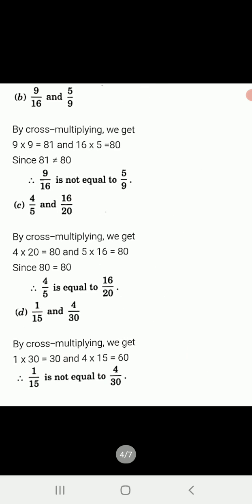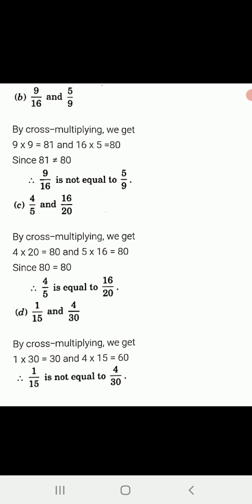B question. 9 by 16 and 5 by 9. We should say whether they are equal or not. So again cross multiplication. 9 nines are 81. 16 into 5 is 80. Again 81 and 80 are not equal. So 9 by 16 is not equal to 5 by 9.